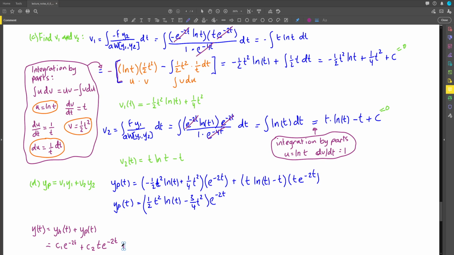and then plus the particular solution, which is given by this, and so that's 1/2 t squared ln of t minus 3/4 t squared times e to the power negative 2t. That's our final solution to this problem.